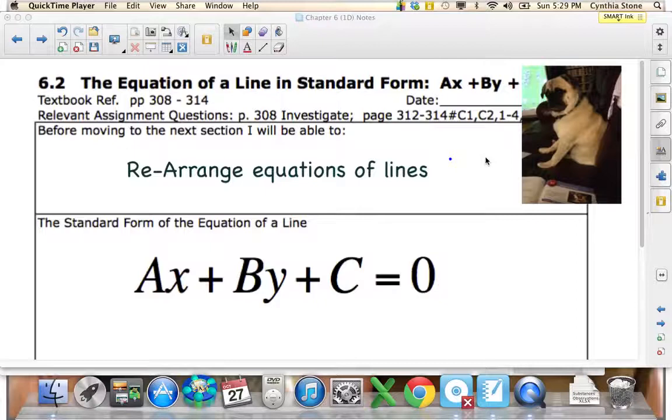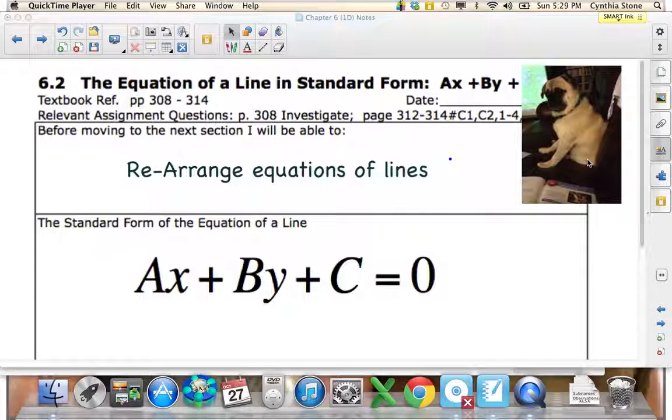Standard form. This is where things get a bit busy. This is rearranging equations, and when rearranging equations, you think algebra. A lot of algebra today, and Charlie is a little concerned. Not only is he concerned, but he's also feeling a little heavy after all the trick-or-treating yesterday.